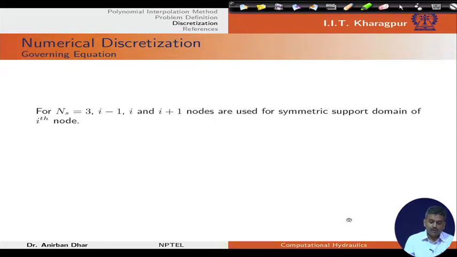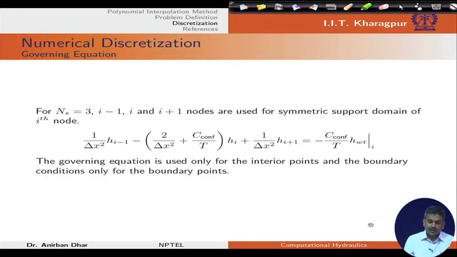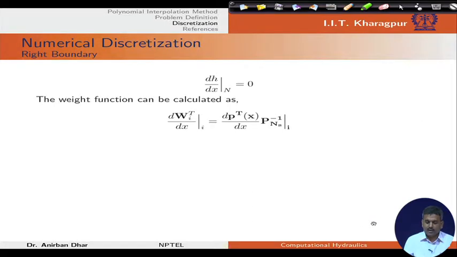Ns equals 3. Now we have a symmetric support domain. Now this is the interior equation for ith node, and the governing equation is used for only interior points. Now let us consider the right boundary.